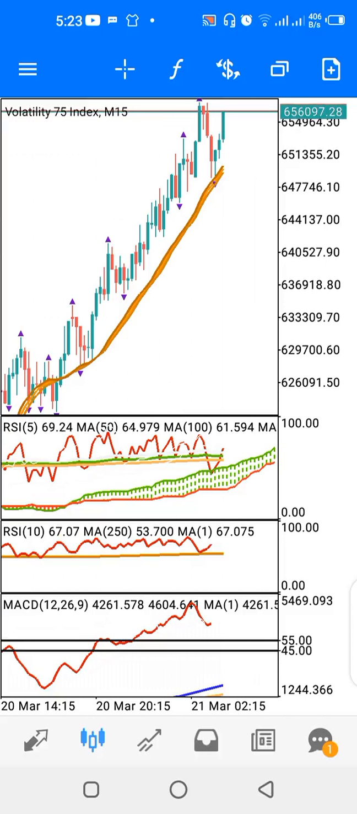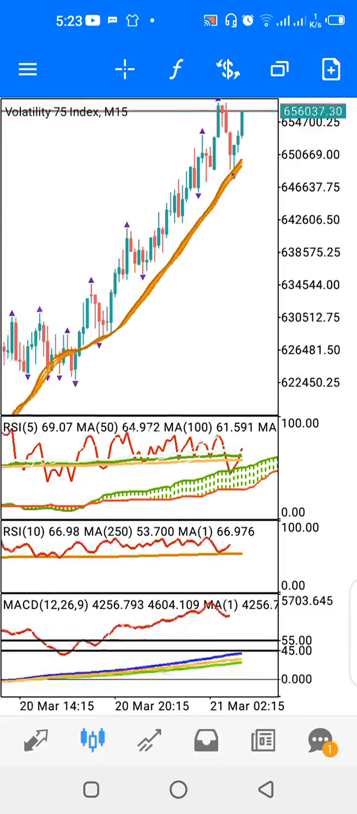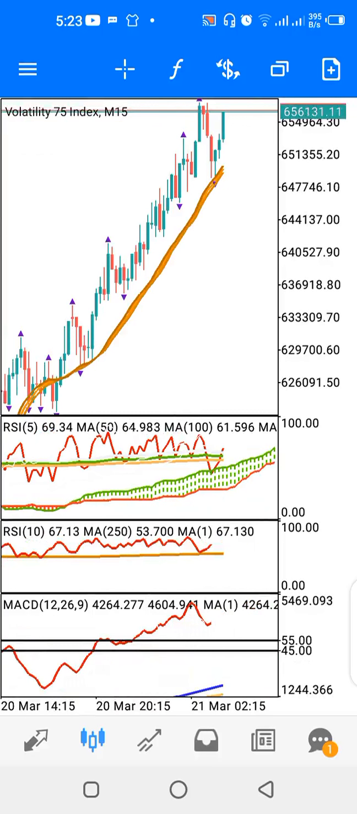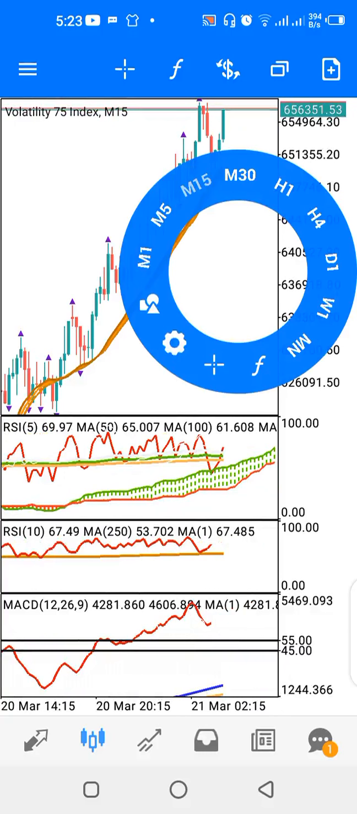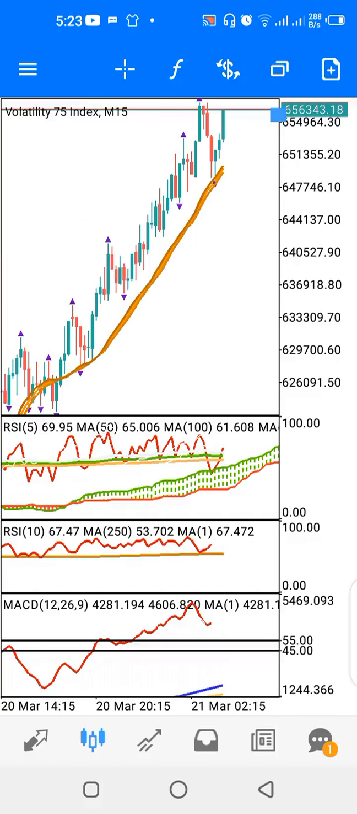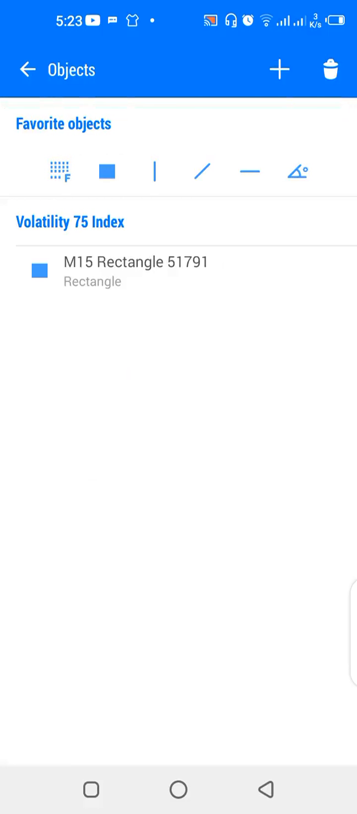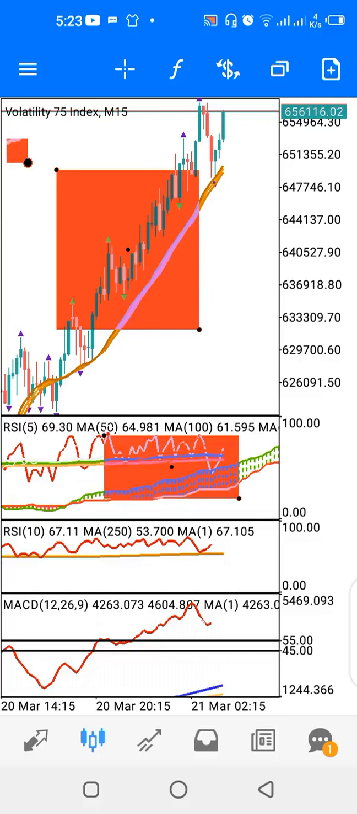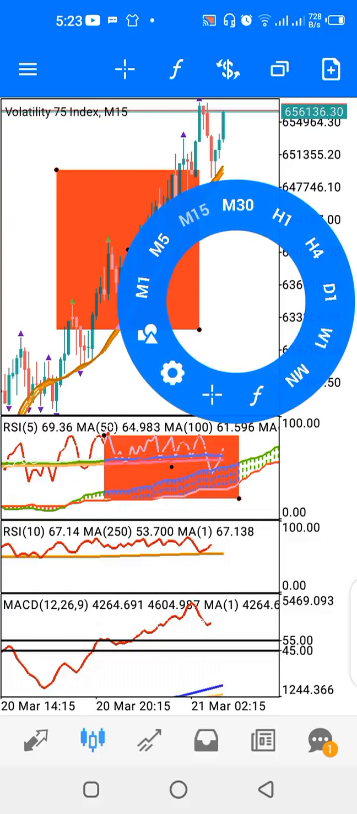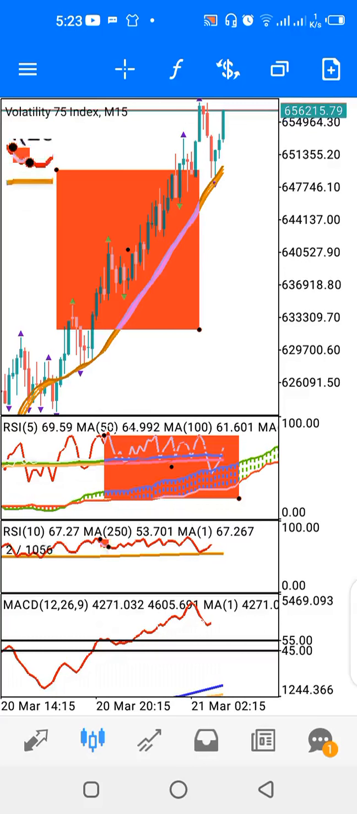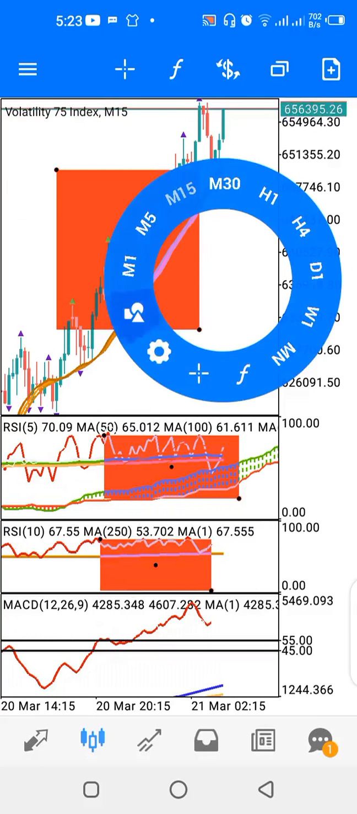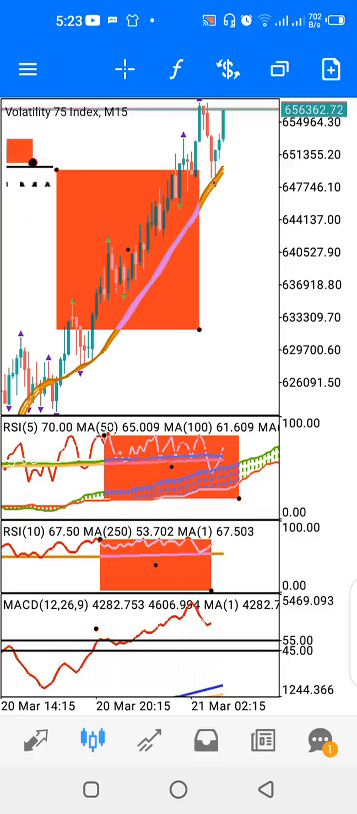Okay, I have volatility 75 index 15 minutes time frame on my chart, and I have about 4 windows. This is my main chart. This is indicator window 1. This is indicator window 2. This is indicator window 3. So that means I have 4 windows.